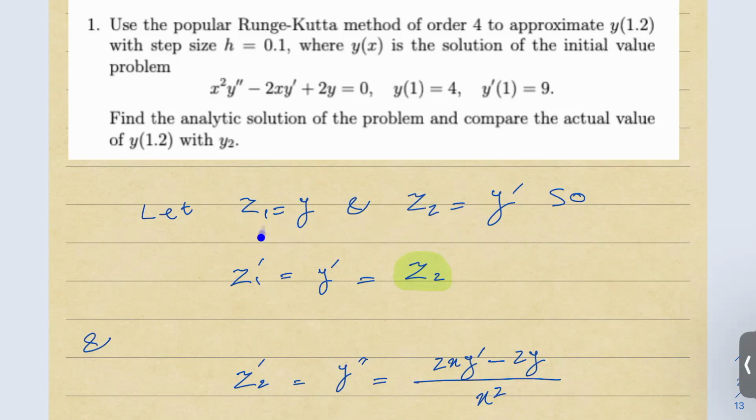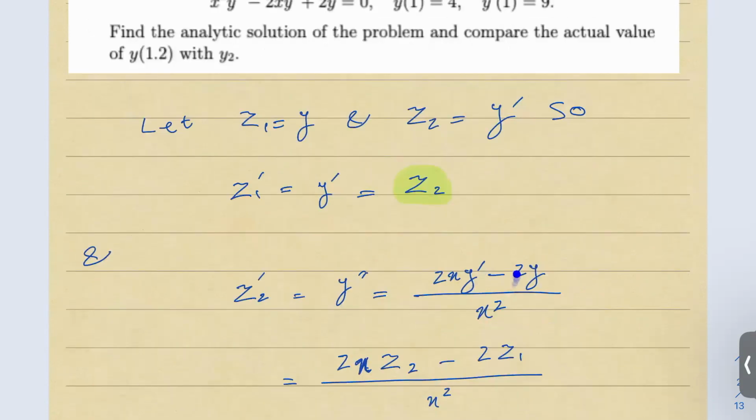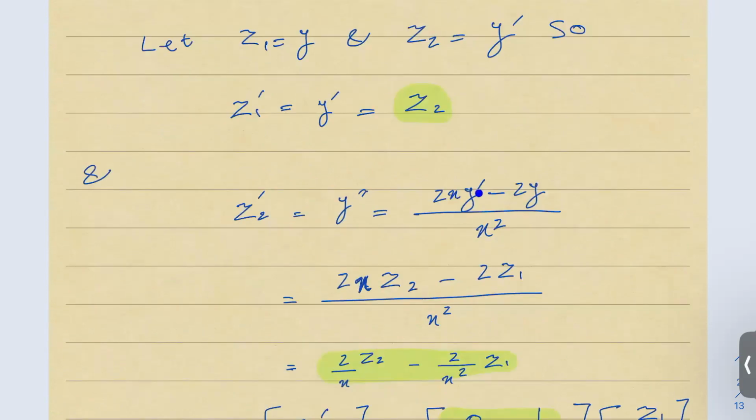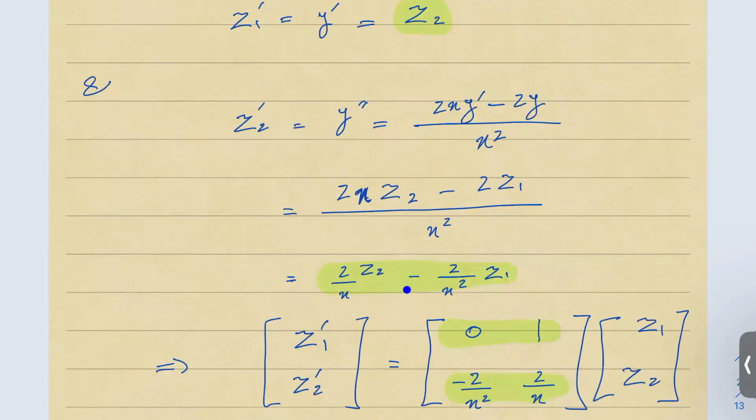So from here, Z1 prime will be y prime, which we have to write in terms of Z1 or Z2. And Z2 prime is equal to y double prime, which can be obtained from this fraction. This fraction has y prime, so let's put it as Z2. This has y, so y should be Z1, and x can be left here. I would like to decompose this because I want to see it in terms of Z1 and Z2.